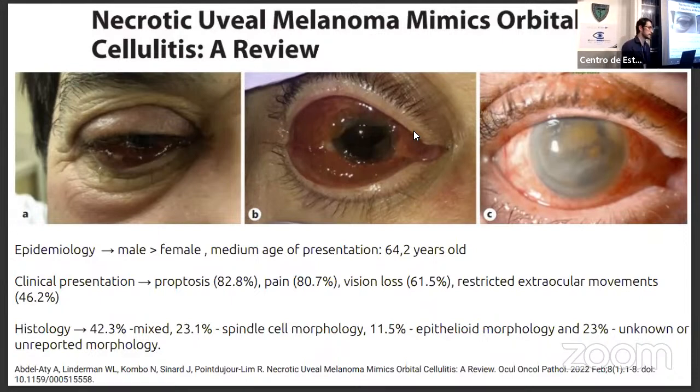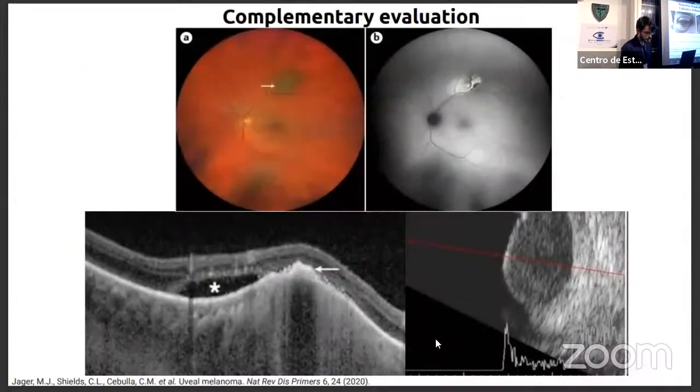We call it septic cellulitis or pseudo-orbital cellulitis. And it's not common, but it will be presented as an acute orbital involvement with proptosis, pain, visual loss, and restricted extraocular movements. The histology of the tumor that can be presented as this complication, we have all the different subtypes of histological tumor. Here I've just brought some images to show that some complementary evaluation is important in the melanoma.